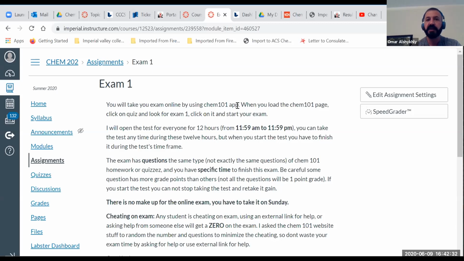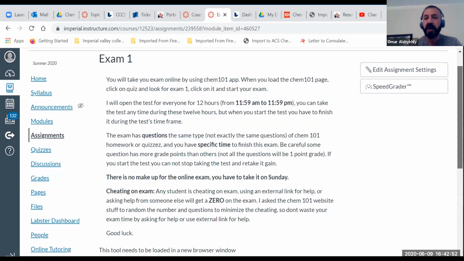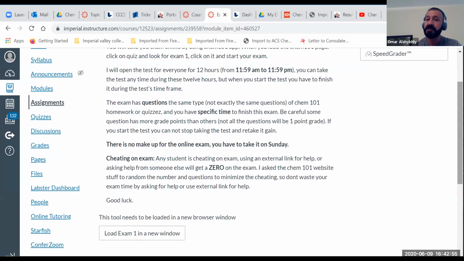So look here, by using the Chem 101 app, here we have all this information. The exam, I will open it only for 12 hours, okay? It will be on Sunday, usually from 11:59 a.m. to 11:59 p.m. And there is a specific time that you have to finish the exam, okay? When you want to start the exam, you have to finish it. You cannot just leave, sign out, and then sign in again to finish it. No, you have to provide, for example, like our exam, it was 2 hours. You have to provide for yourself a 2 hour limit to finish that exam.